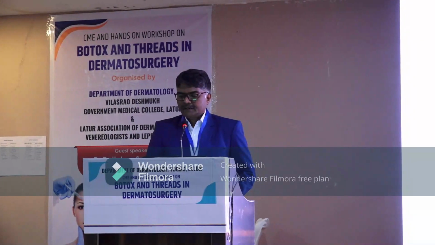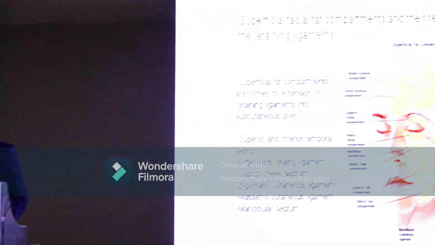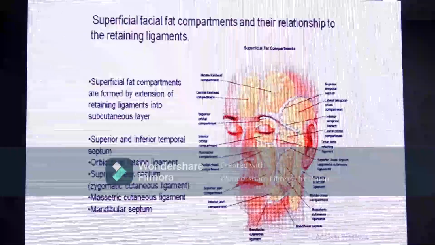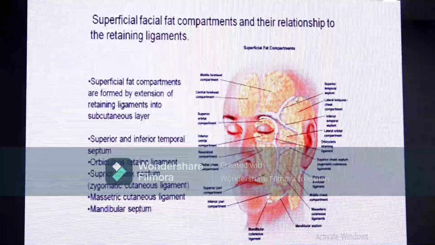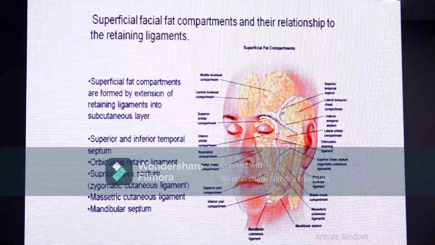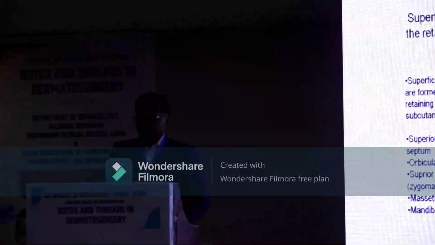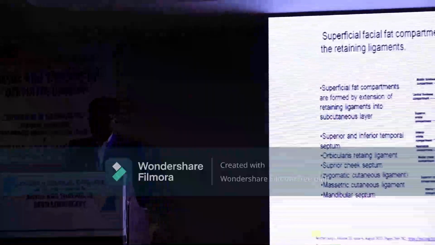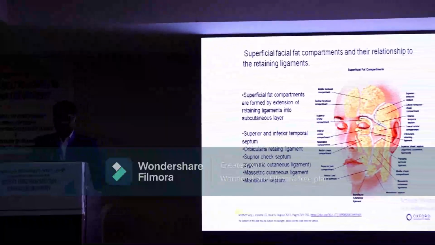Different names are given. Superior temporal septum and inferior temporal septum. We should know these names of ligaments because while inserting threads, we are going to pierce some of these ligaments to tighten the subcutaneous fat and support the tissue.